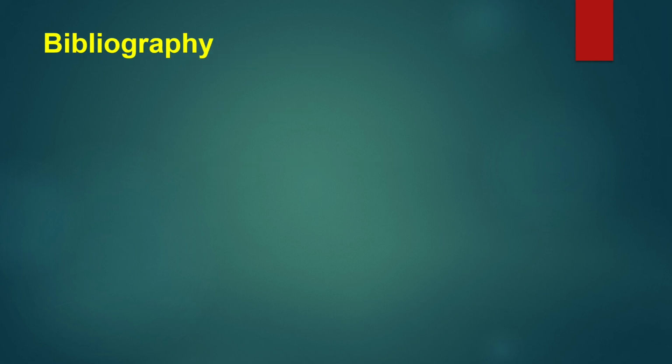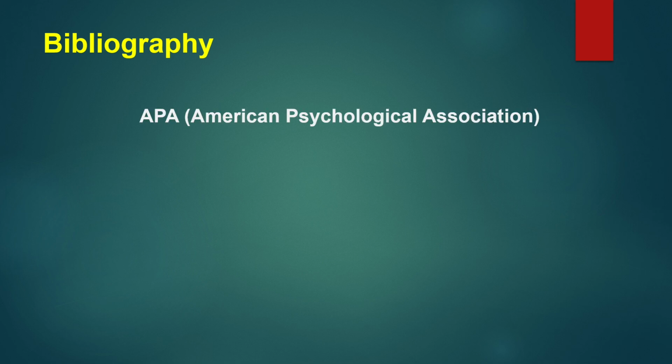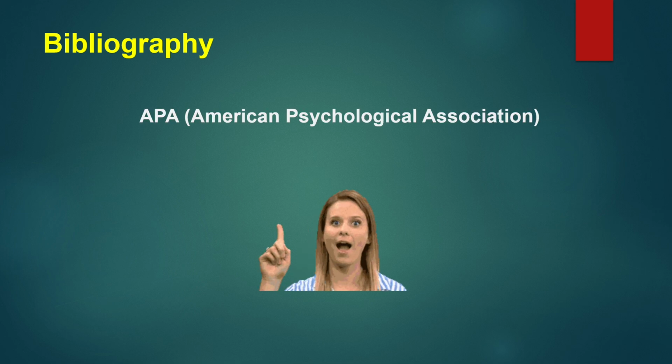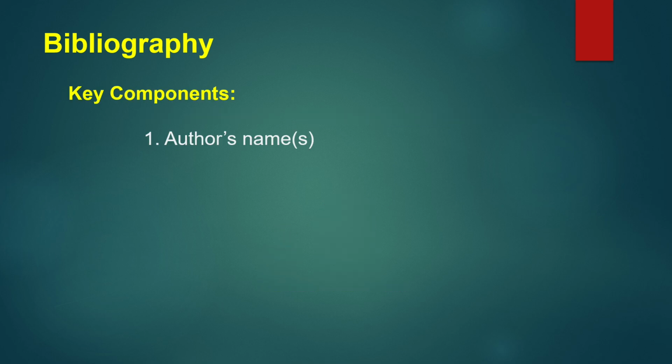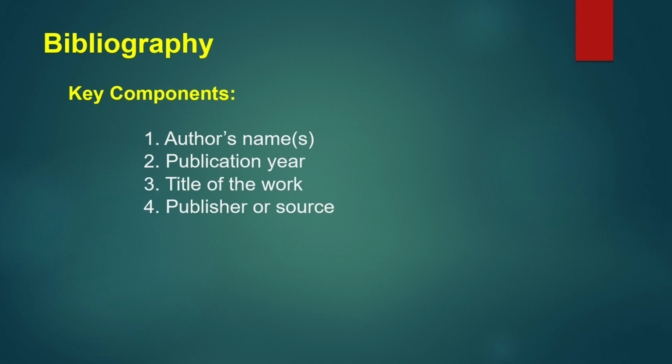When writing the bibliography section of a research report, the APA or American Psychological Association style is commonly used. The key components include author's name or names, publication year, title of the work, publisher or source. Include the DOI or URL, if applicable.